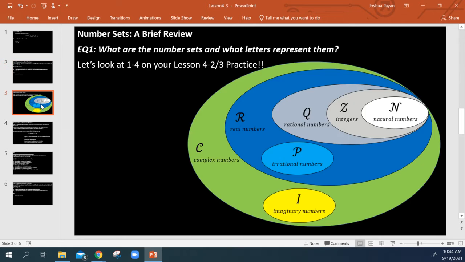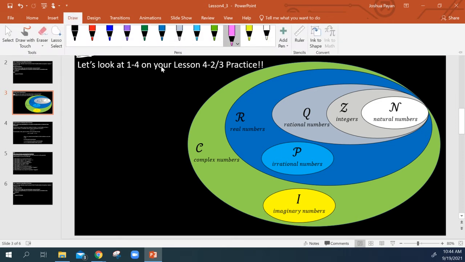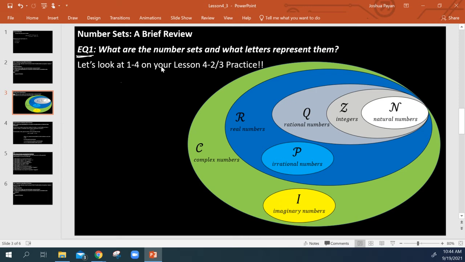But first, we're going to review what the number sets are and what letters represent them. If you forgot all of this, and you probably haven't seen this since 8th grade or 7th grade, depending on when you took pre-algebra, starting with the most basic, which is your natural numbers. You'll hear these called the counting numbers. And that's the simplest way to remember them.